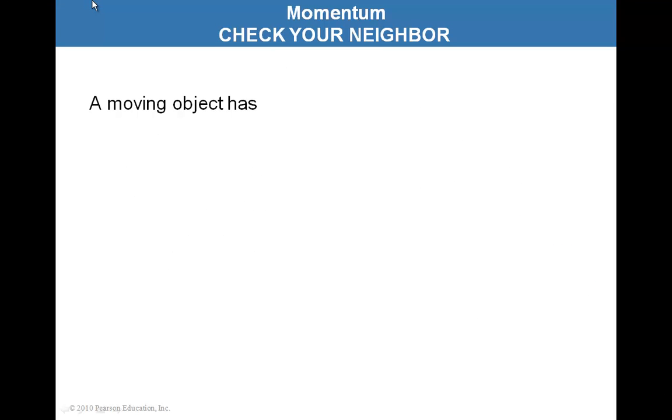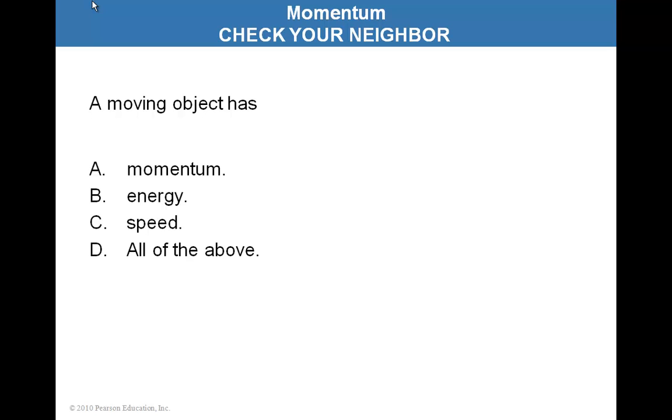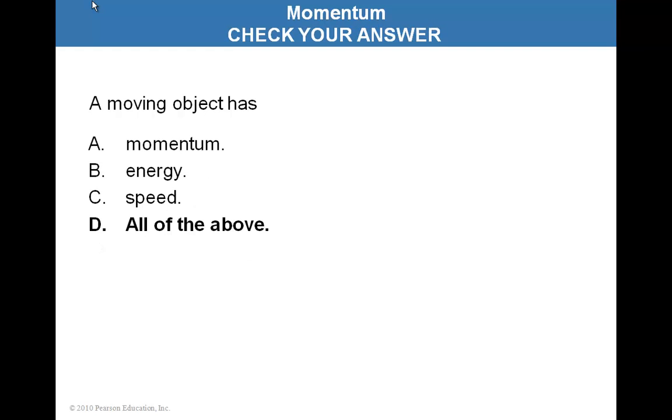Okay, so let's take a look and make our prediction on this question. A moving object, does it have momentum, energy, speed, or all of the above? So let's think about this. It's moving, momentum, energy, and remember the different kinds of energy. You have kinetic and potential, and speed. And the answer, if you guessed, was all of the above.